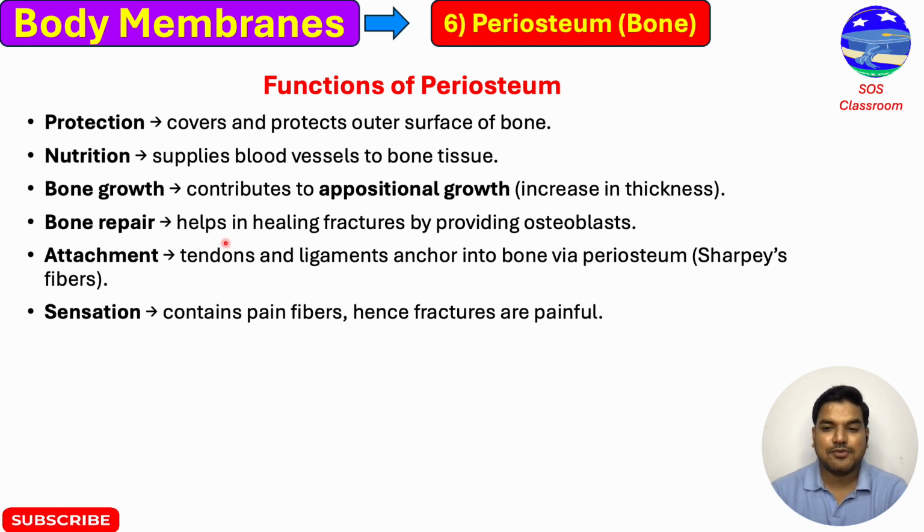Next is bone repair. In case of fractures, it helps bone healing by providing the osteoblasts. Next is the attachment, done by the tendons and ligaments. Tendons help attach bone with muscles, and ligaments attach bone to bone by the periosteum, through what are called Sharpey's fibers. Next is sensation. Pain fibers are also present in the bone, and during fractures we feel pain because of these fibers.